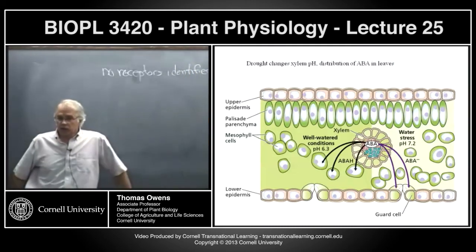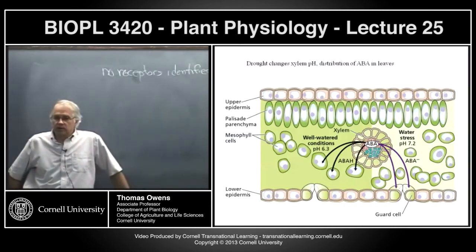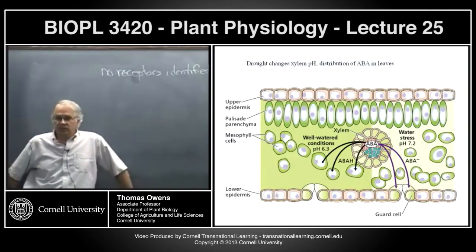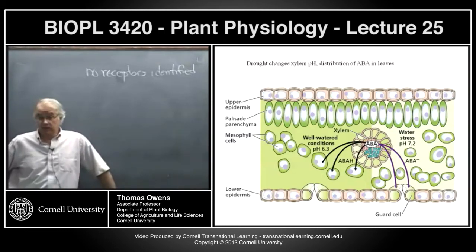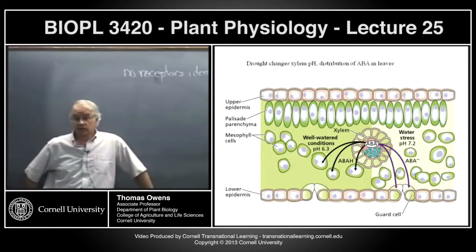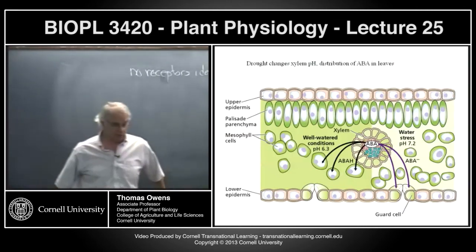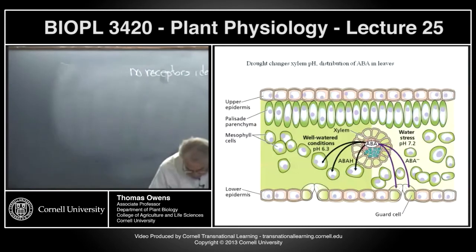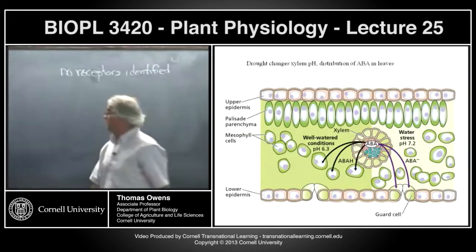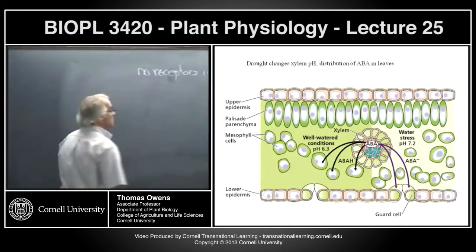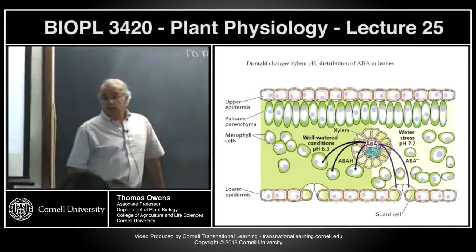Unlike all the other hormones that we've talked about, there's no ABA receptors that have been definitively identified. The book talks about a number of different possibilities, and they're interesting possibilities. I want to talk about two aspects of this. I want to talk about two different aspects of the receptors.